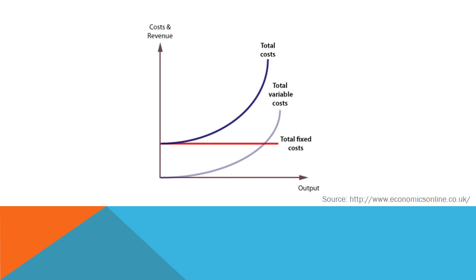This graph shows the relationship between all three terms, total cost, variable cost, and fixed costs. We see that fixed costs are constant at any level of output, while variable costs, which are what we're looking for, actually increase with levels of output.